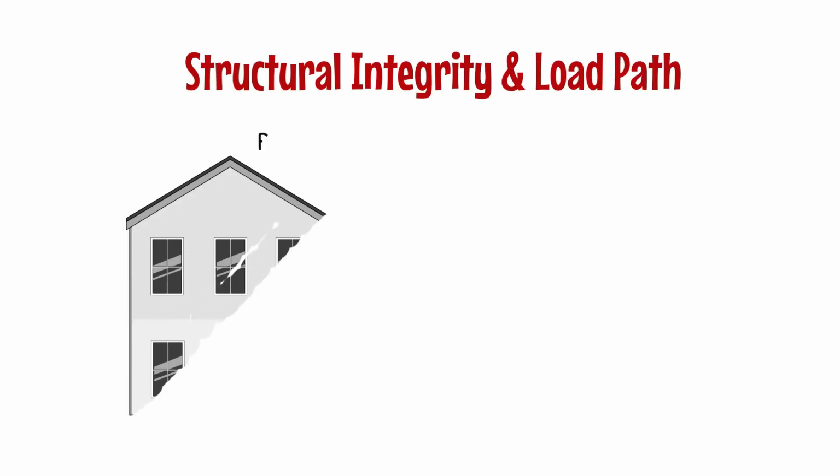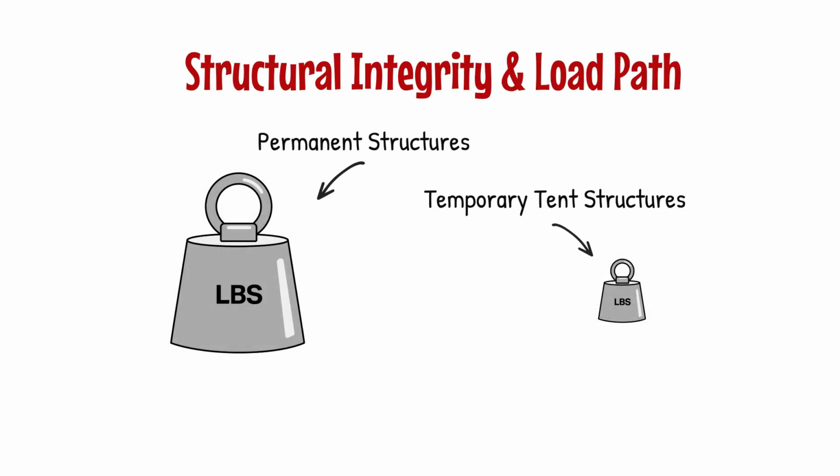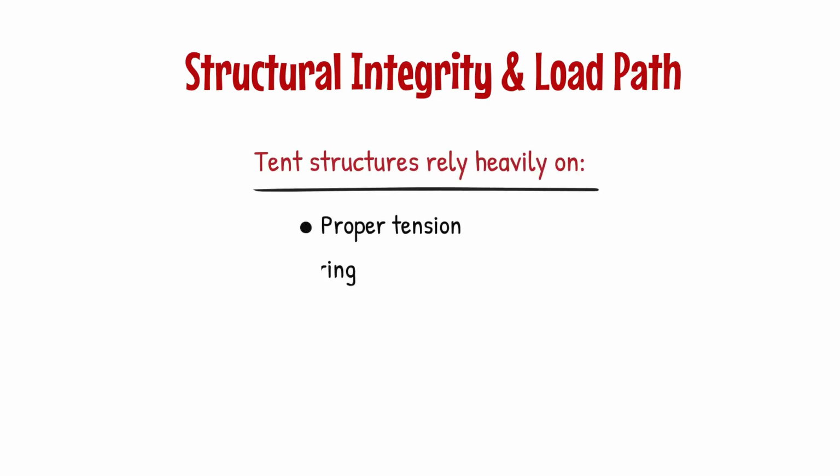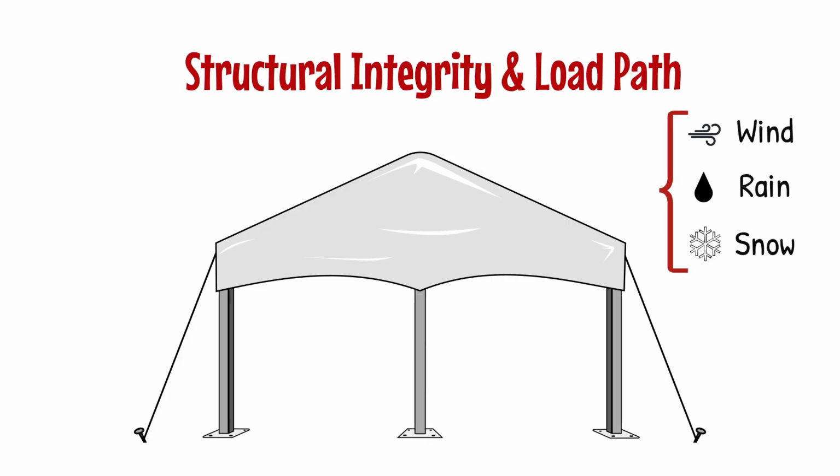Unlike permanent structures, temporary tent structures are lightweight and rely heavily on proper tension and anchoring to maintain stability. Loads such as wind, rain, and snow are transferred through the structure to the ground through the following sequence.